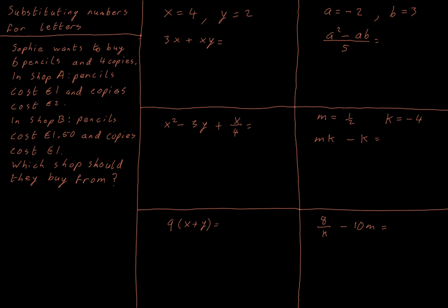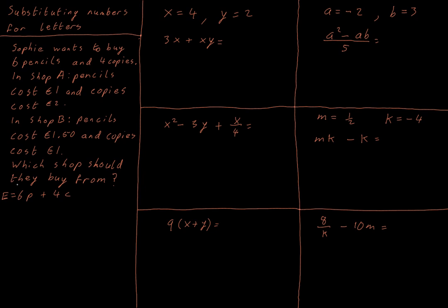So if I want to think about the overall stuff I want to buy, that's going to be 6 pencils and 4 copies. Whatever the cost of a pencil is, I have 6 of them, plus whatever the cost of a copy is, I have 4 of them. So that's my total stuff I want to buy. That's the total expense I've got. So I could call that expense, I suppose. So E for expense. I'm going to have the cost of 6 pencils, plus the cost of 4 copies.